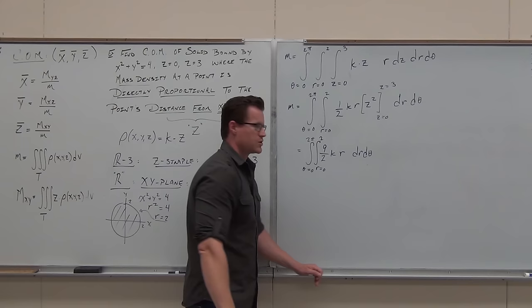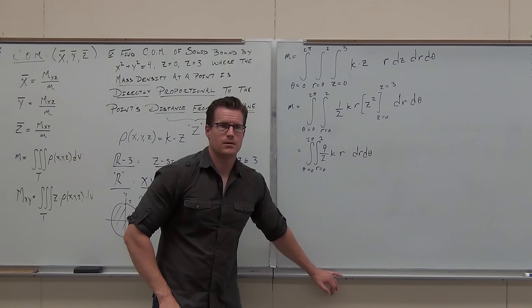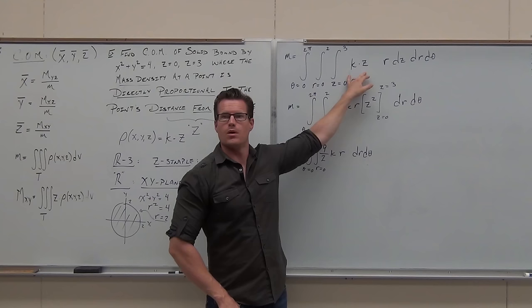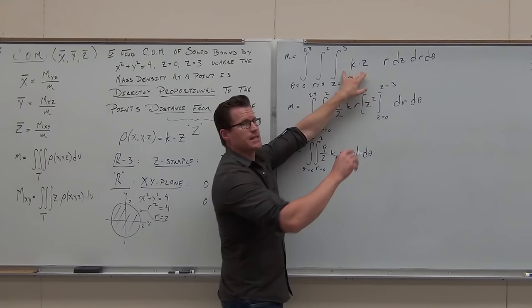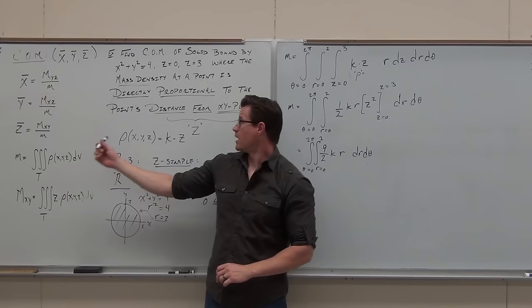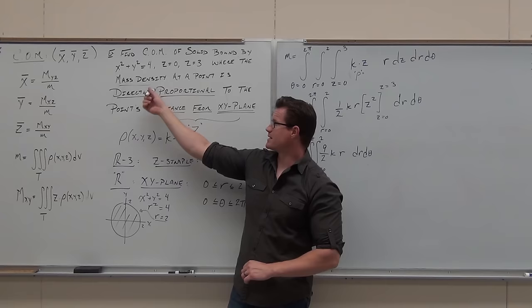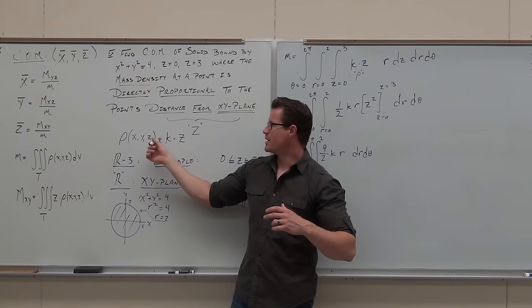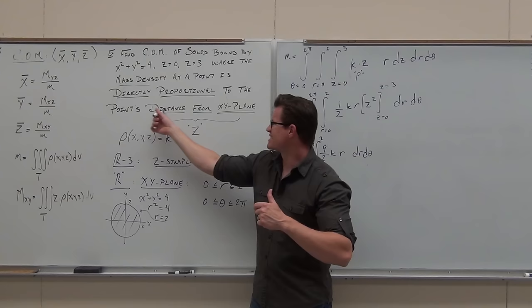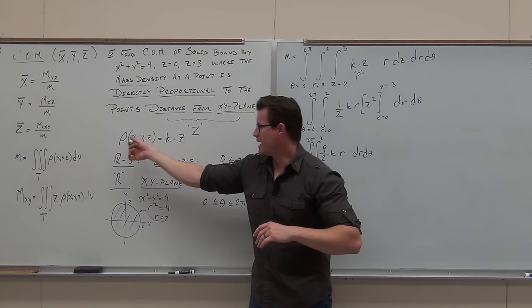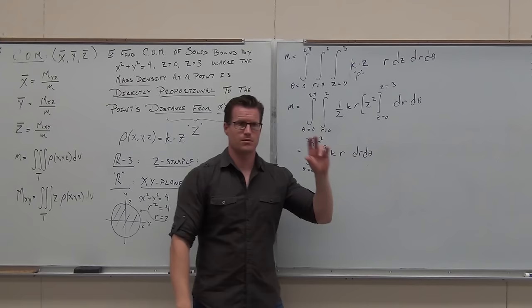Yep. I wasn't sure how you got k dot z as a function of integrating. This? Yeah. So the question was, where'd that come from? If I'm trying to find the mass, I must have a mass density function. That's what rho has to be equal to. And that's what we spent some time finding. That's that piece. So mass density, that's what that rho means for us right now, is directly proportional. That means constant times something. Constant times what? The point's distance from the xy plane. That's the point's height above the xy, that's z. Mass density directly proportional to z. That's where it comes from. Kz is the mass density function.